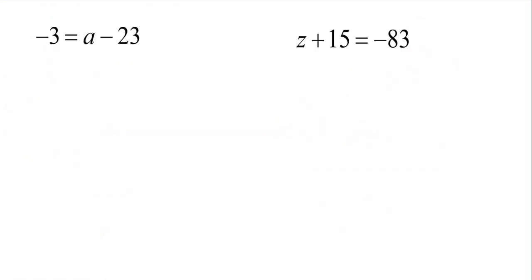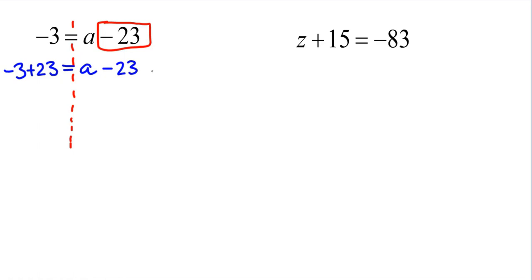A couple more. Negative 3 equals a minus 23. Again, my attention is focused on the side with the variable. That might be the left or the right side. So here I'm looking at the a, and I am subtracting 23 from it. So I need to use the opposite operation to cancel that out. I want to cancel out the subtract 23. How do I do that? I do that by adding 23. So I'm going to add 23 to both sides of this equation.